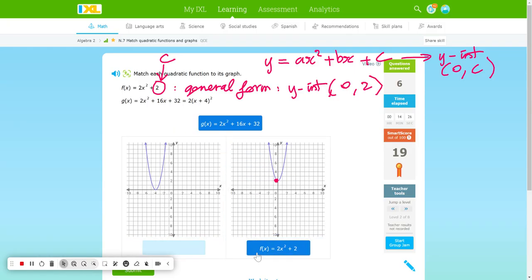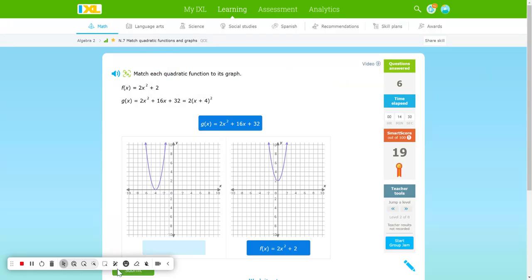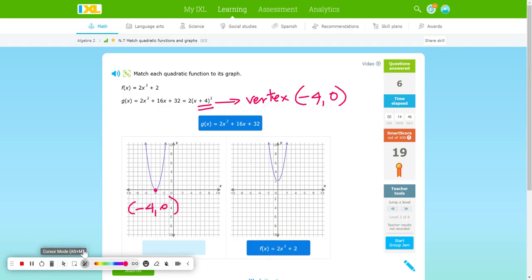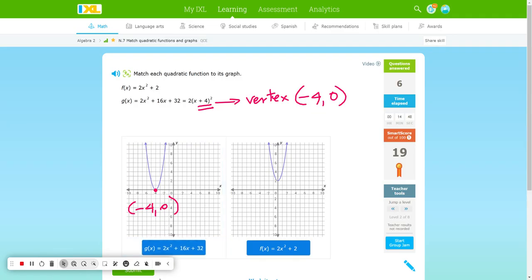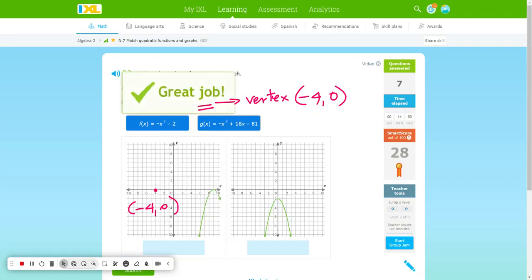And the other one, they give you the vertex form. So this is the vertex form. So you can see the vertex at, make sure you take the opposite, so negative 4, and then nothing outside, so that's 0. So it goes right here. You see that? Negative 4, 0. So we can match these two together, submit, and then we are correct.